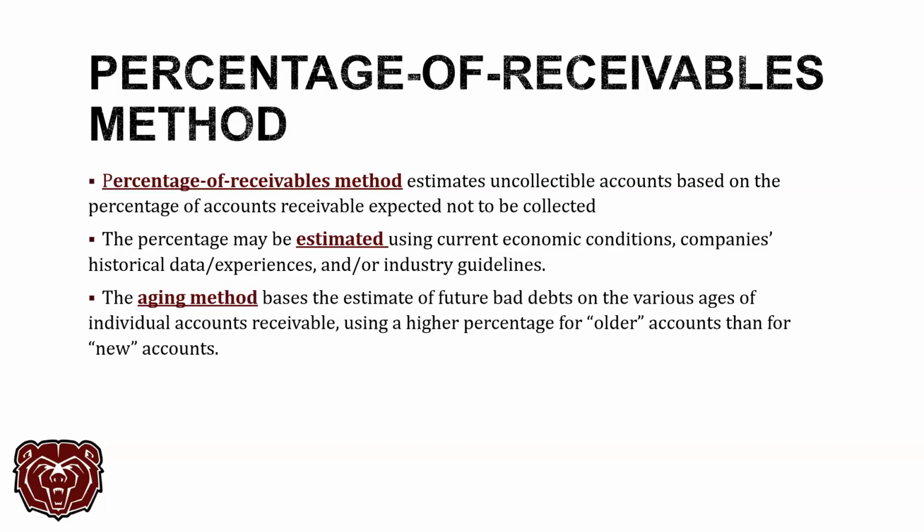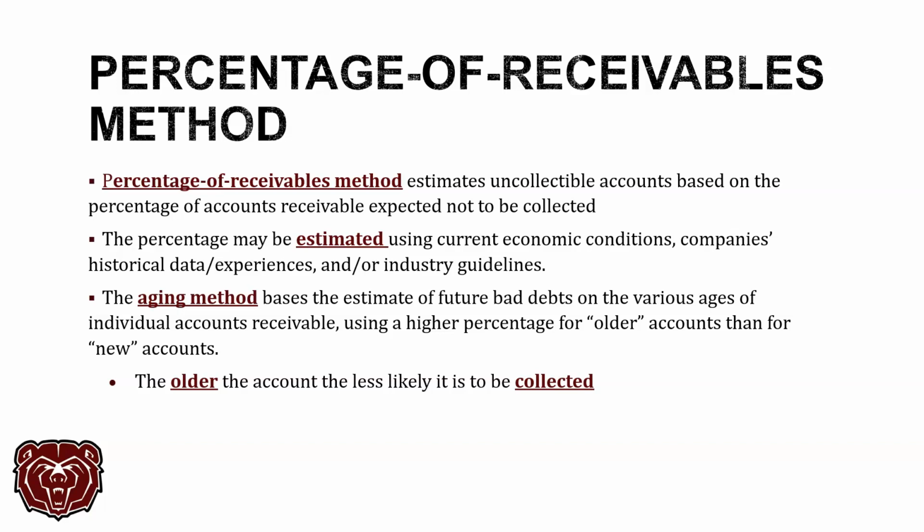And this is where you're going to base the estimate of the bad debt on the age of individual accounts receivable, okay? The important thing to note here is that you're going to use a higher percentage for older accounts than you will for new accounts. So basically, the older the account is, the more likely it is that you will not collect on it, okay? So this is where you'll have what we call an ATB, an aged trial balance, right?